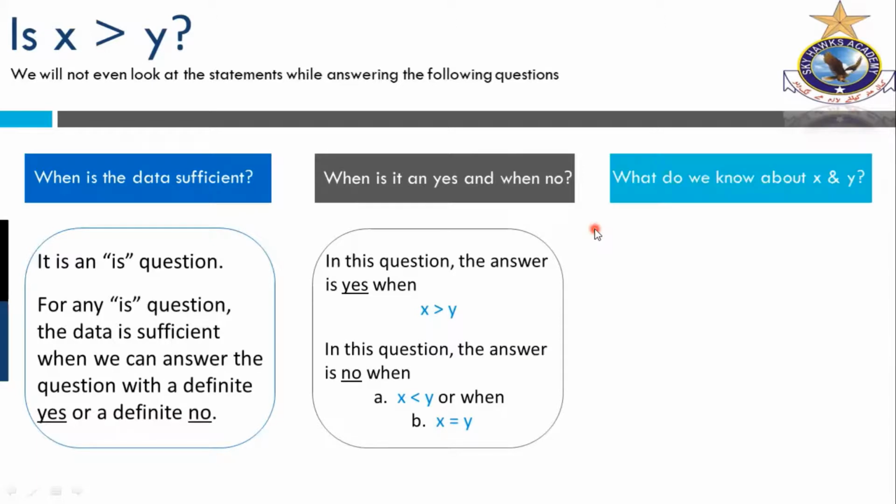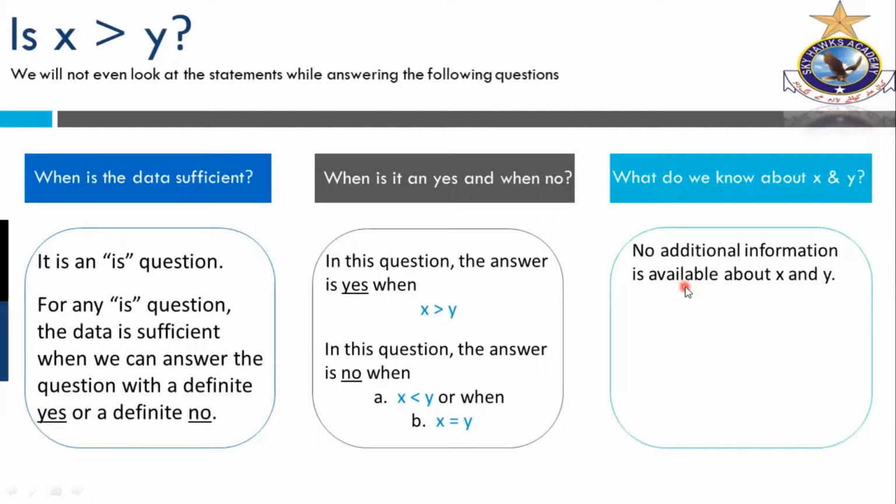Now let's see, what do we know about x and y? It's an interesting one. What do we know about x and y at this stage? No additional information is available about x and y. We are not sure whether they are negative, positive, integers, prime numbers, even numbers, odd numbers, complex numbers, real numbers, perfect squares, rational or irrational numbers, whatsoever. We cannot say anything about that. So, no additional information is available about x and y. What do we know?